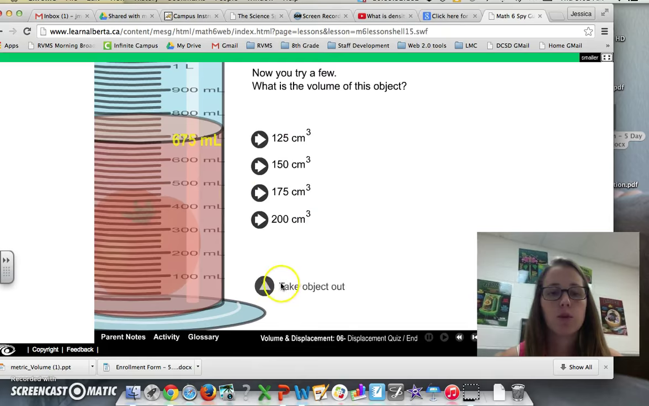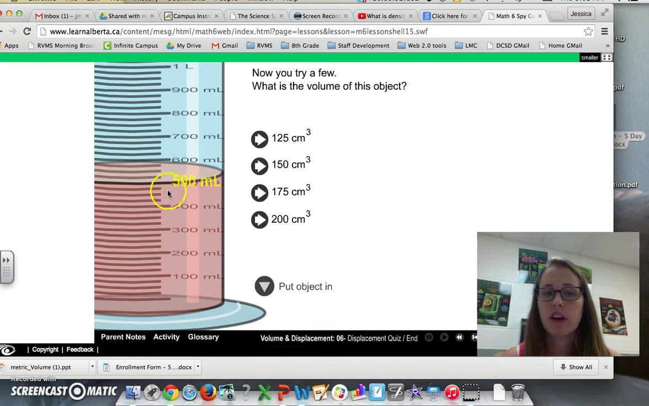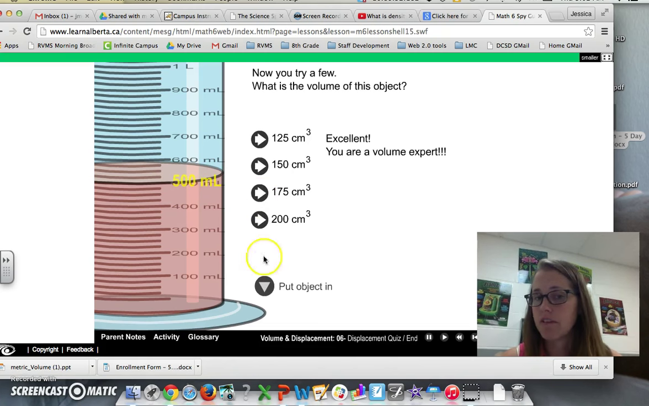Okay, and we'll do one more. So we look at our volume beforehand, which is 500 again. We put in our irregularly shaped object, looks like a tomato now, and it goes up to 675. So we take the volume with the object in it, 675, we subtract the volume of the water without anything in it, so 675 minus 500, and that gives us 175.